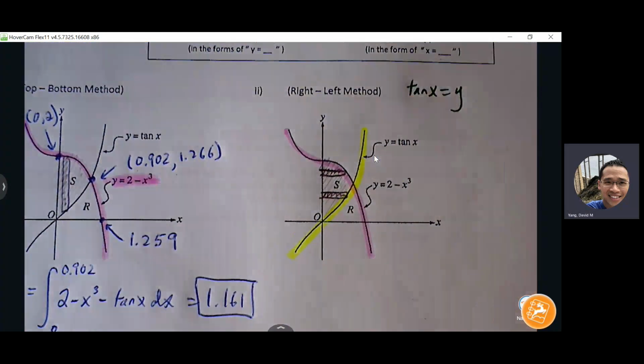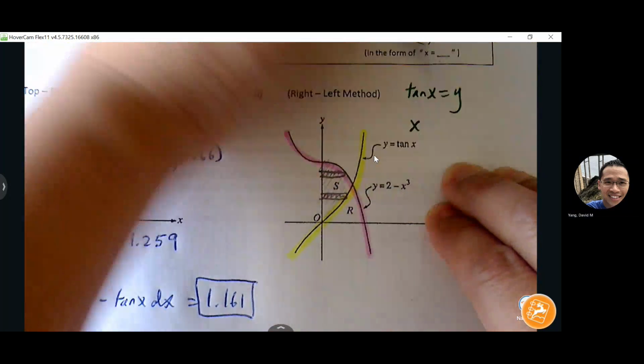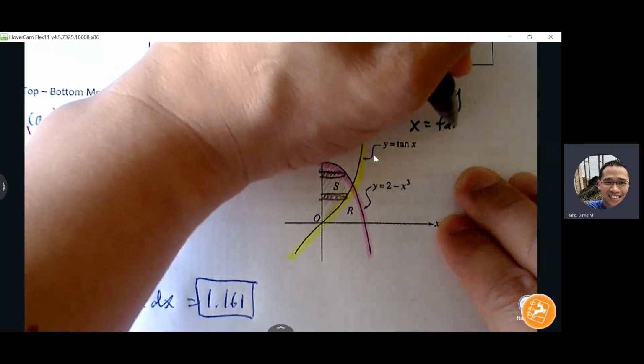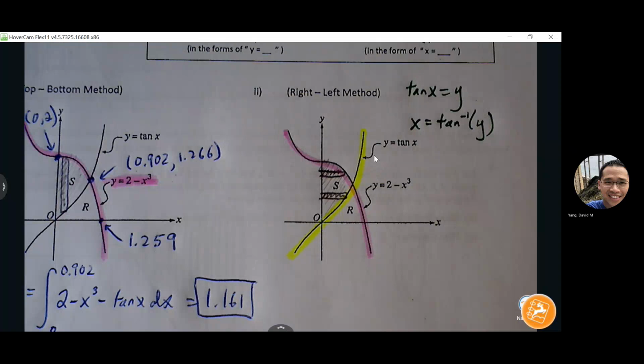tangent of X equals Y, how can I get X by itself? How do I move that tangent over? Not Y divided by tangent. Inverse, yeah. So X equals inverse tangent of Y.